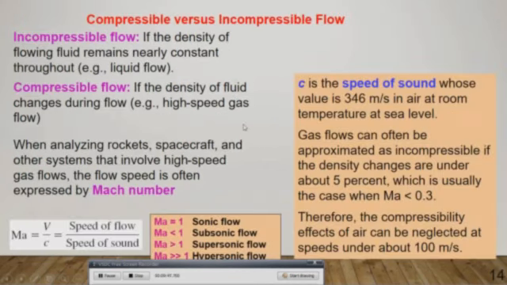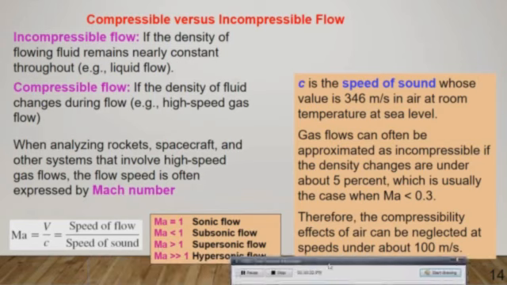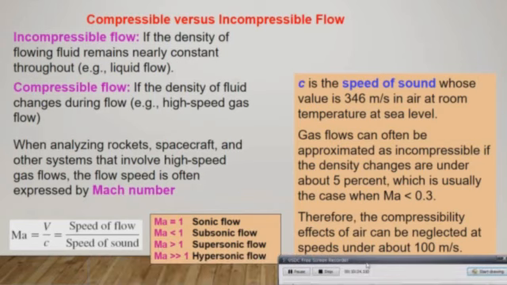Okay, next one is compressible and incompressible flow. Compressible means we can compress that fluid, normally gas. Incompressible flow means it cannot be compressed, and this is normally for liquid. We might also be involved with very high speed flow, normally involving gas, for example for aircraft, rockets, spacecraft, and so on. In order to differentiate the scenario or the region, we use the Mach number.